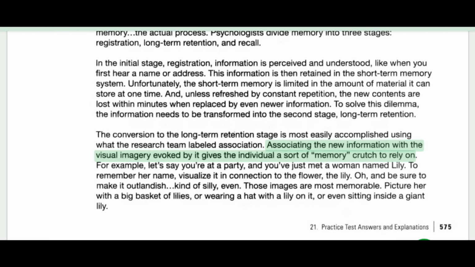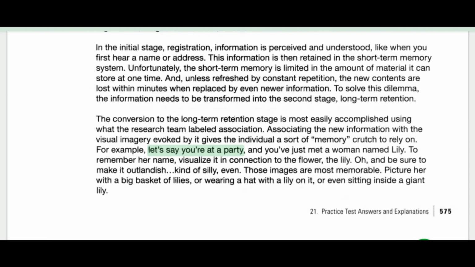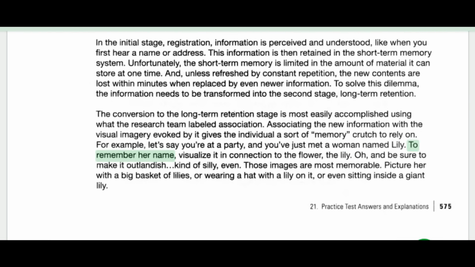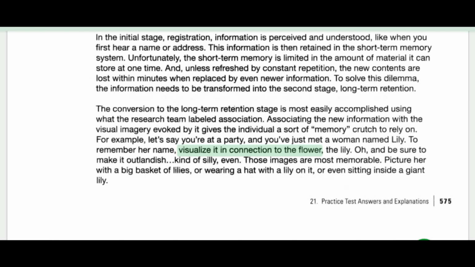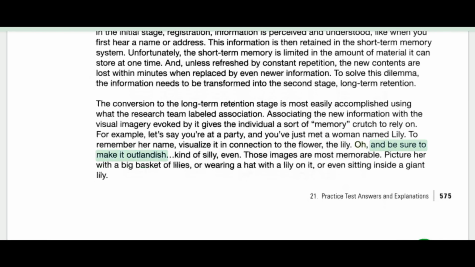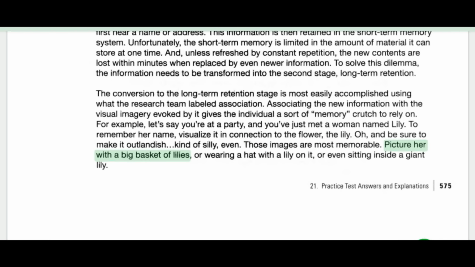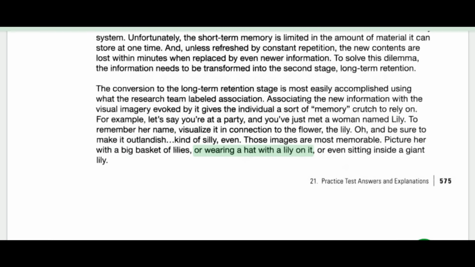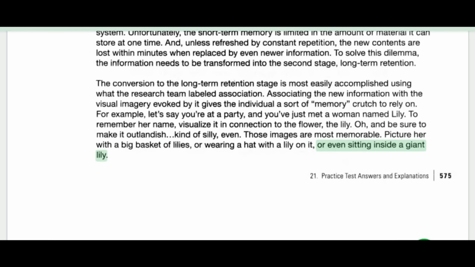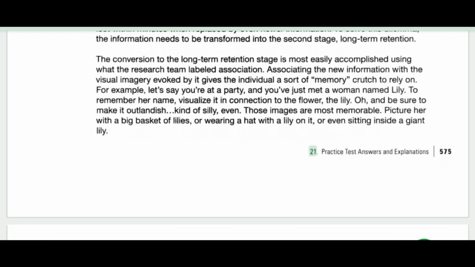rely on. For example, let's say you're at a party, and you've just met a woman named Lily. To remember her name, visualize it in connection to the flower, the lily. Oh, and be sure to make it outlandish. Kind of silly, even. Those images are most memorable. Picture her with a big basket of lilies, or wearing a hat with a lily on it, or even sitting inside a giant lily.